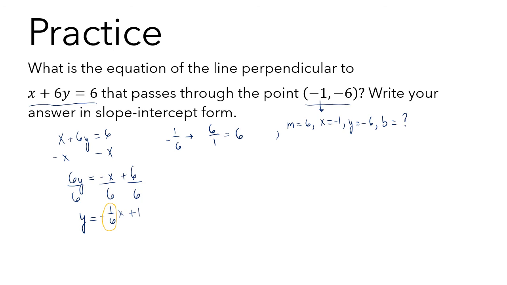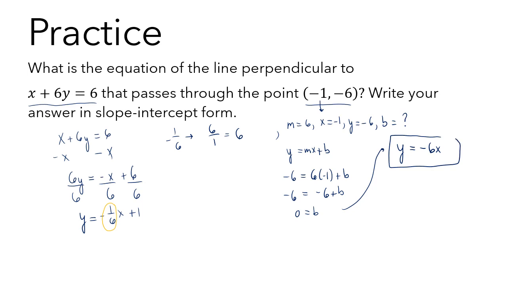So let's write it out. Y equals mx plus b is our form. So plug in what we know. Negative 6 equals 6 times negative 1 plus b. Well, that's negative 6 equals negative 6 plus b. Well, that means that b is 0. So now we can write our equation. Our final answer is going to be y equals 6x plus 0. I don't have to write the plus 0, and that's my answer.